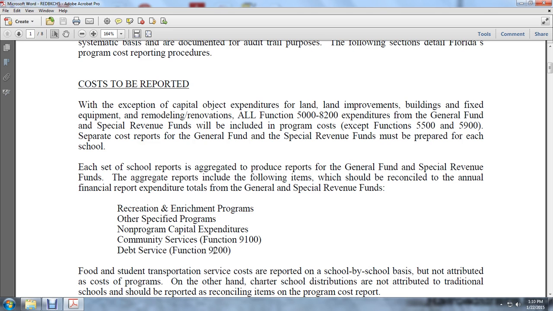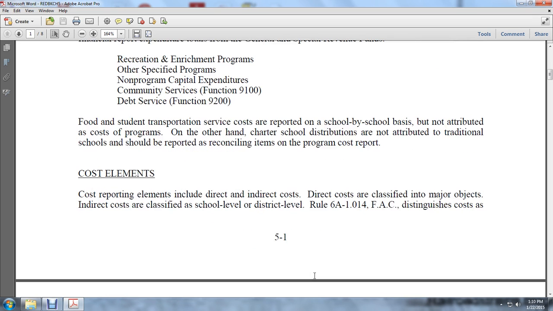Each set of the schools reports the aggregated reports for the general fund and special revenue funds. The aggregated reports include the following items, which should be reconciled: annual financial report expenditures total of the general fund and special revenue funds, recreation enrichment programs, other specified programs, non-program capital expenditures, community service function 9100, debt services 9200. Food and transportation services are reported on a school by school basis, but not attributed as the cost of programs other than charter school distribution, or not attributed to traditional schools that should report reconciliation items in the program cost report.